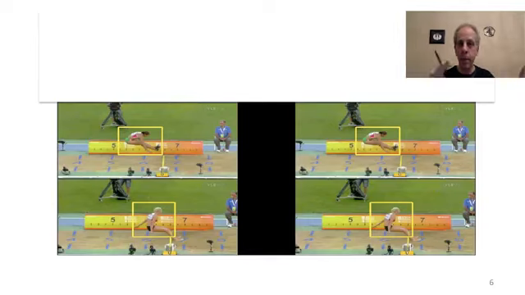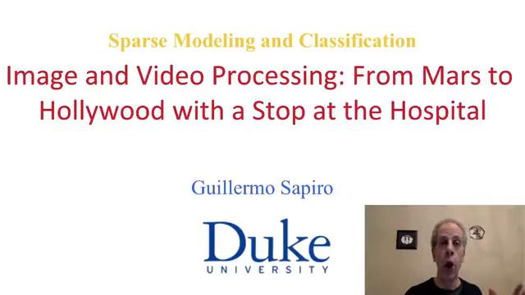You can take multiple people and do the same exercise. You can ask, are these two persons, these two groups of people maybe even doing the same activity? You do a dictionary for one, you do a dictionary for the other, and you see if you can interchange the dictionaries. If you can, those dictionaries are good for both activities, means both activities are probably the same. If you cannot interchange dictionaries, the dictionaries don't work for both activities. Those activities are different. So this is one way, basically, of using sparse modeling for classification.